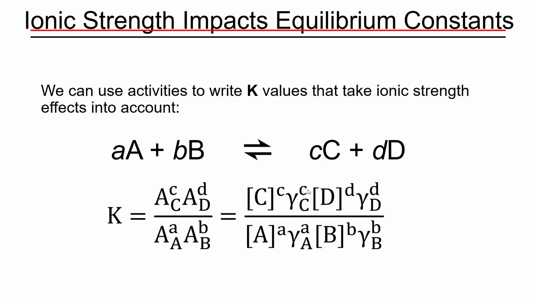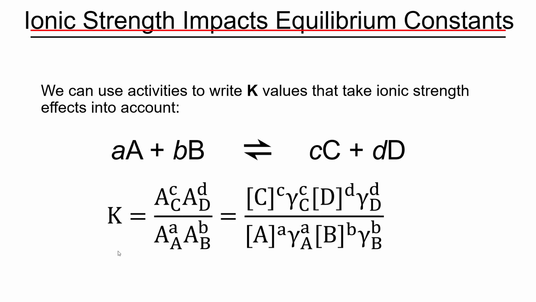So how do we take these activities into account when we write equilibrium constants? Well, there's not much to change here, except instead of writing equilibrium constants in terms of concentrations, we now write them in terms of activities. So a better way to write any equilibrium constant expression is to write it in terms of activities, not concentrations.